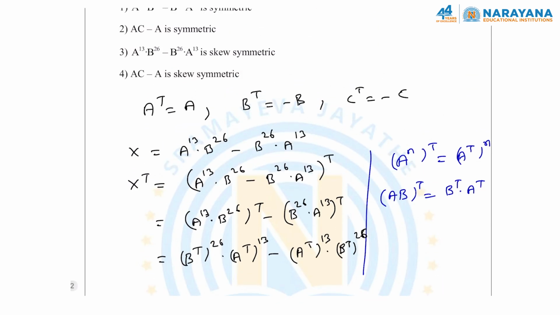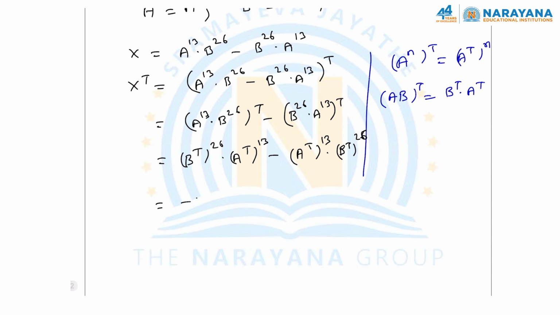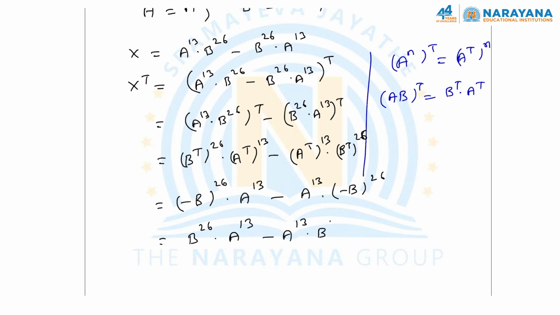Since B is skew symmetric, B transpose will be minus B. So this will be (minus B) whole power 26. A transpose is A, so it will be A power 13, and B transpose will be minus B, so (minus B) whole power 26. Since (minus B) whole power 26 is there, it will be B power 26 into A power 13 minus A power 13 into B power 26.